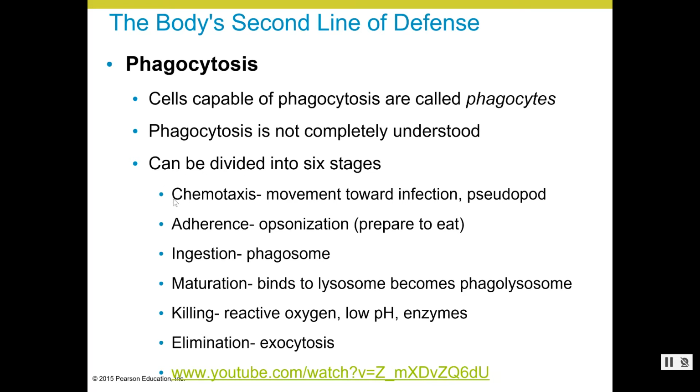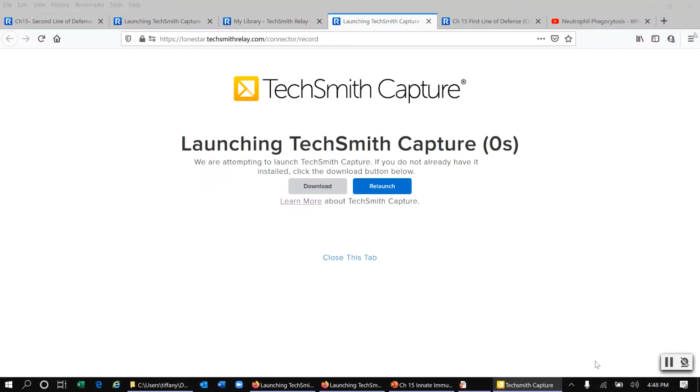This textbook divides it into kind of 6 parts. If you've learned it a different way, that's fine. If you haven't, let's learn it this way. Before we get into that, let's watch this video about phagocytosis, so we can actually see how this is going to work. Let's see if I can get that on.